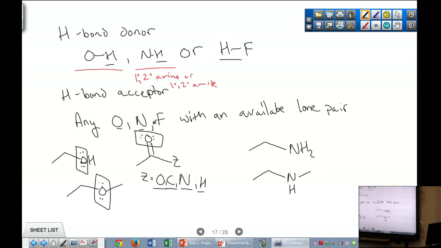Amines. Nitrogen has a lone pair. It can accept a hydrogen bond. And then fluorine. I can't write it in the corner because that's where I am, but you have a fluorine. There you go. One of those lone pairs can accept the hydrogen bond. So these are all examples of hydrogen bond acceptors.